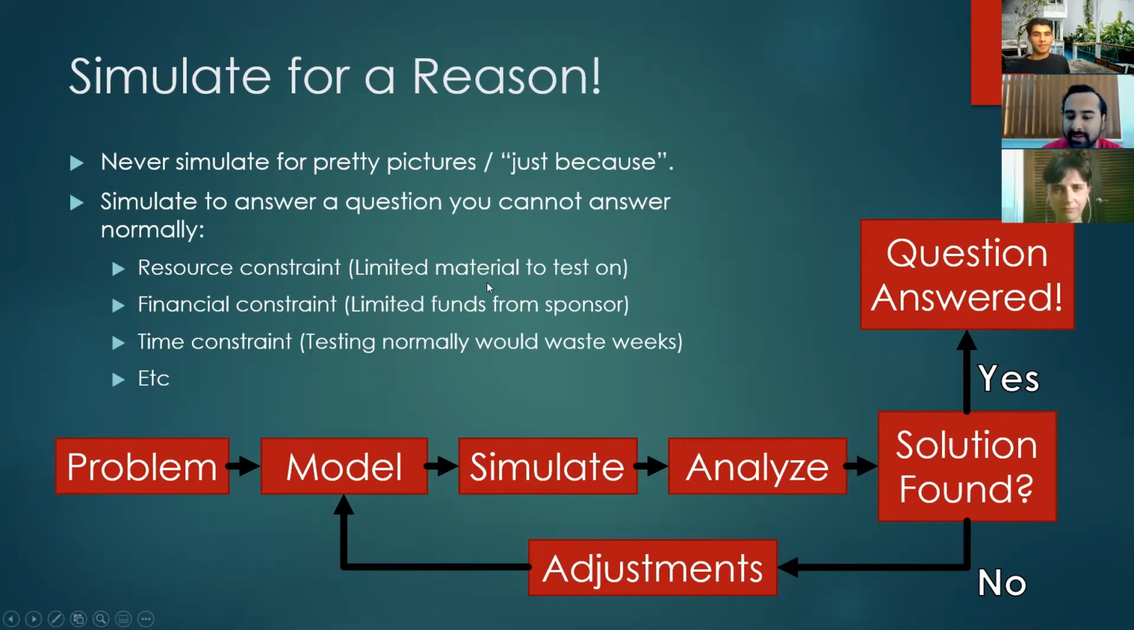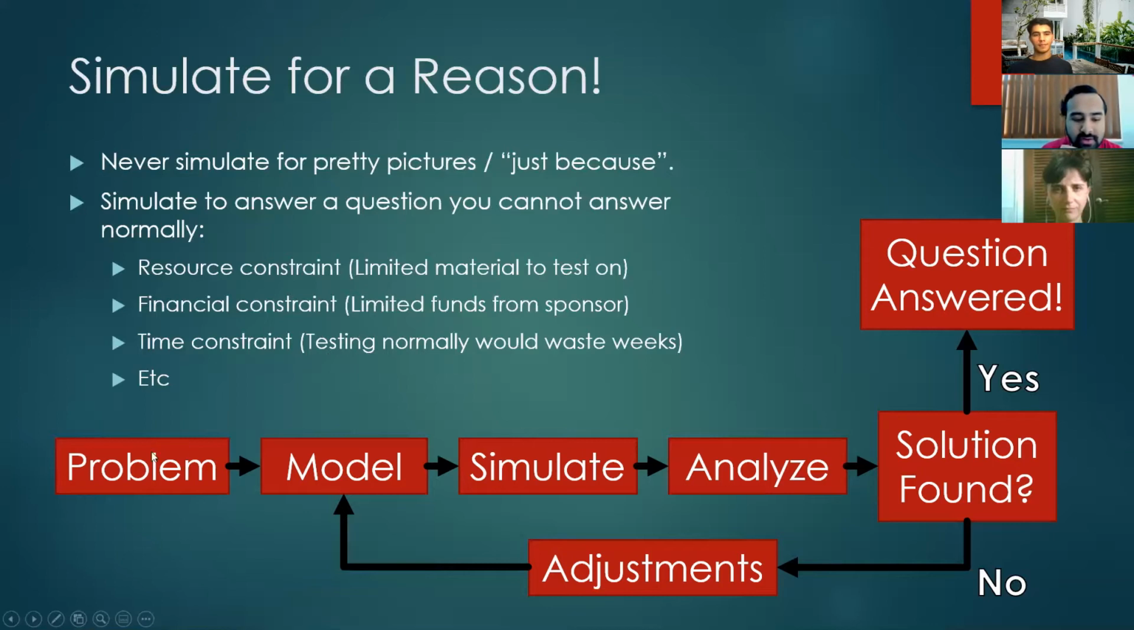So the material you want to test on is very limited. You're financially constricted, meaning you don't have funds from your sponsor or something. You're time constrained, so you don't want to waste weeks setting up everything for your model to actually get your data. You just want to quickly test a bunch of different things at once.